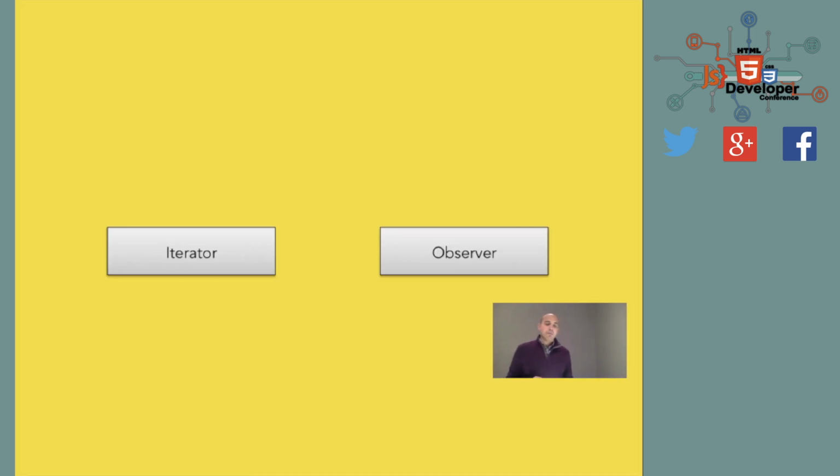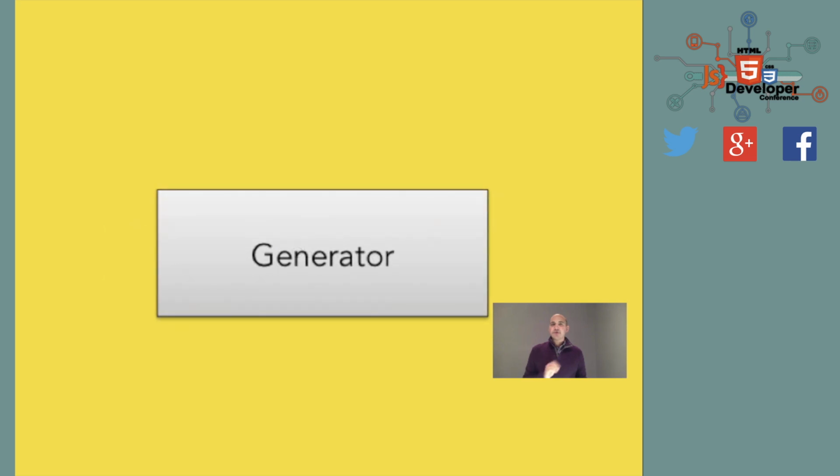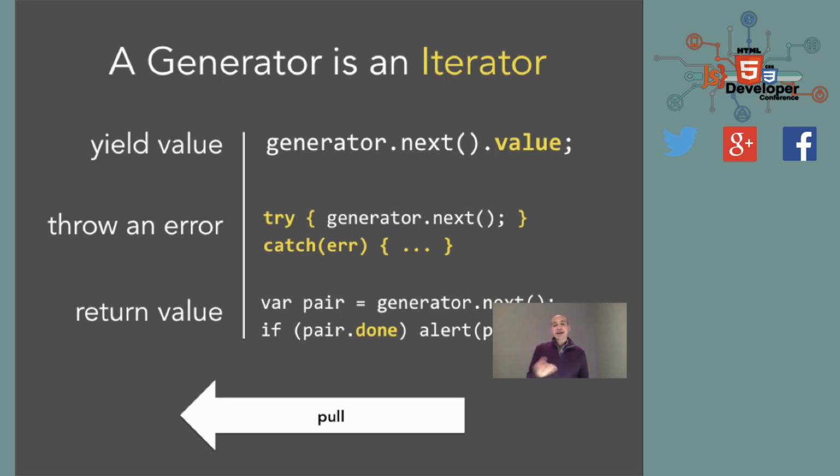Now, if generator functions return iterators, why aren't they called iterator functions? Well, there's more than meets the eye to generator functions than just iteration. In fact, a generator object is a combination of two other types of object, an iterator, which you just saw, and an observer. So those two interfaces together make up the generator interface. So the generator is an iterator, and an iterator is a data source. It's something that we pull values out of.